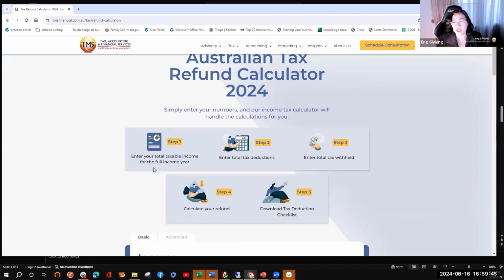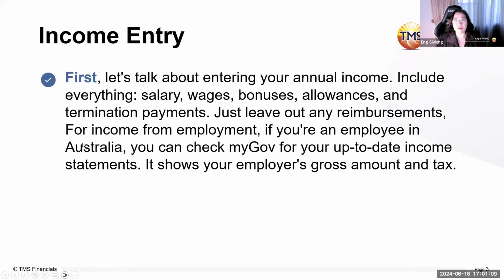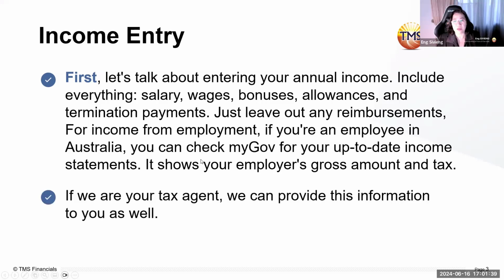First of all, when you come in here, you need to work out all your income. For the taxable income column, you put in your salary and wages, your bonus, your allowance, and your termination payment. You have to leave out all the reimbursements. For income from employment, if you are an employee in Australia, you can check in MyGov for your up-to-date income statements. It will show your employer's gross income and tax. If we are your tax agents, we can provide that information to you as well. So you add all that income and put it into that column.